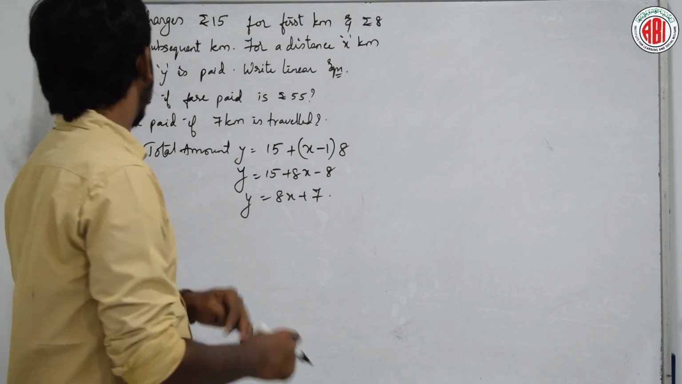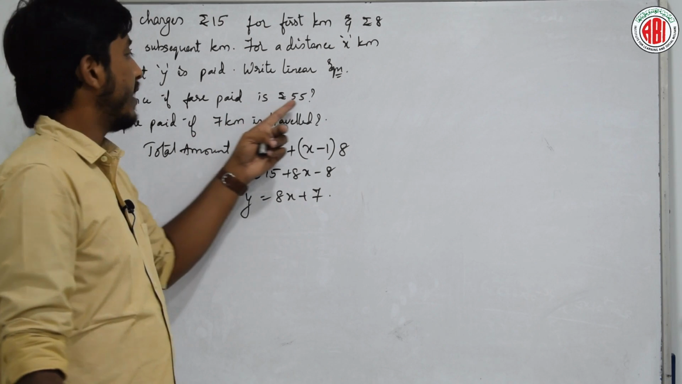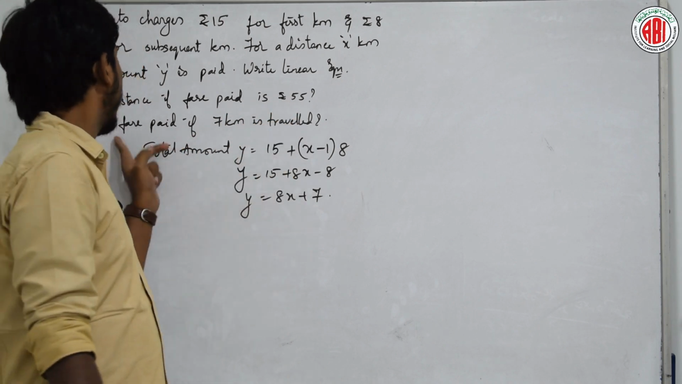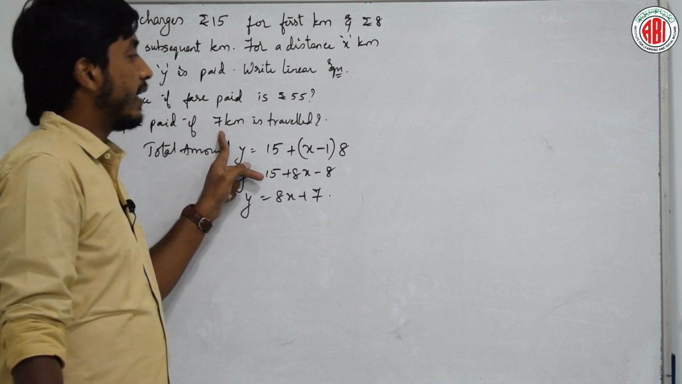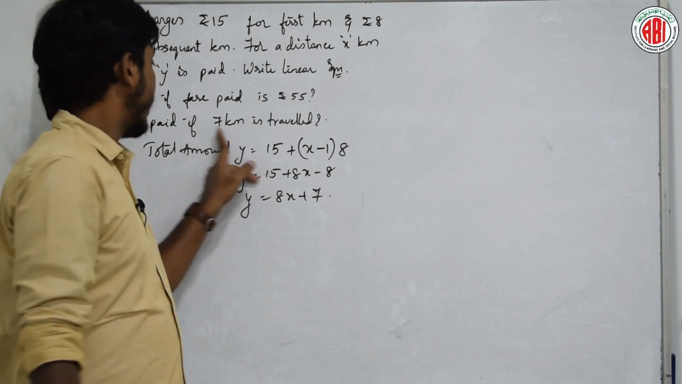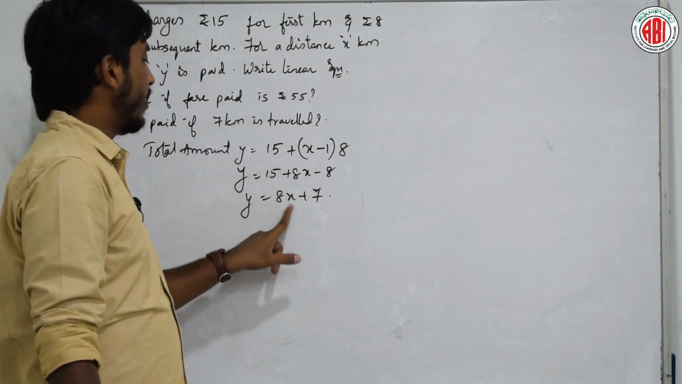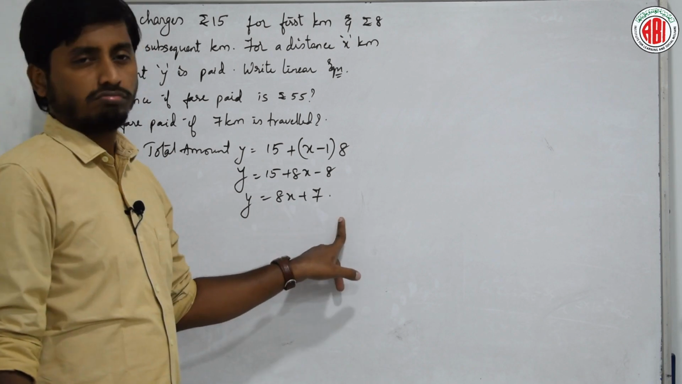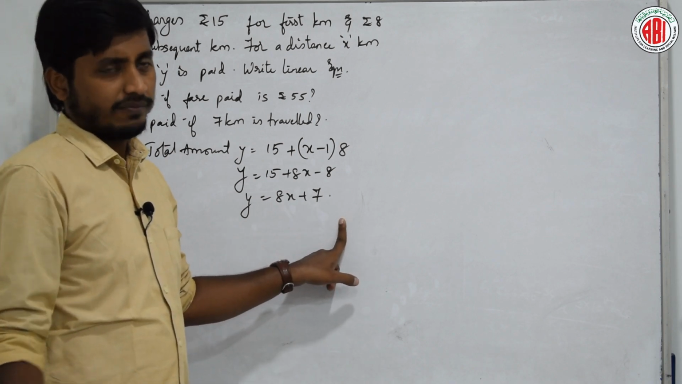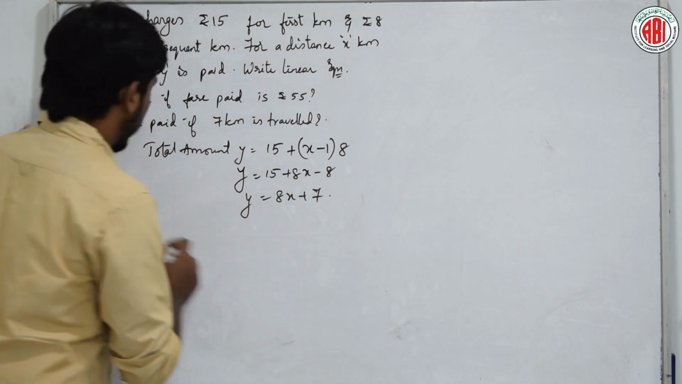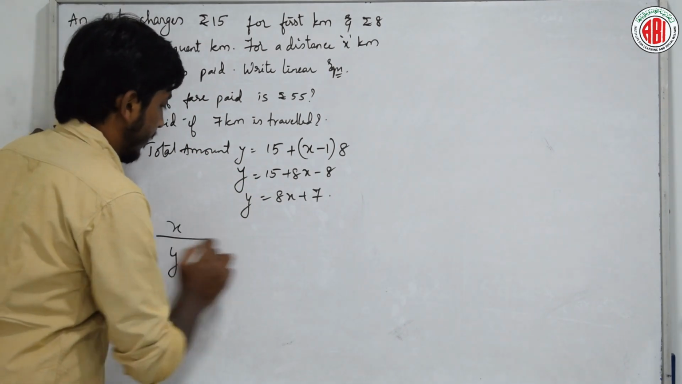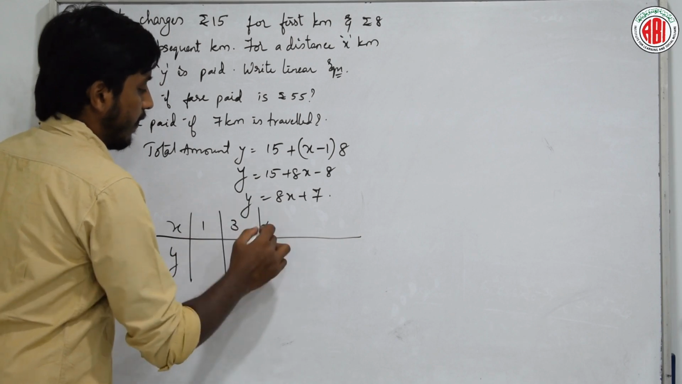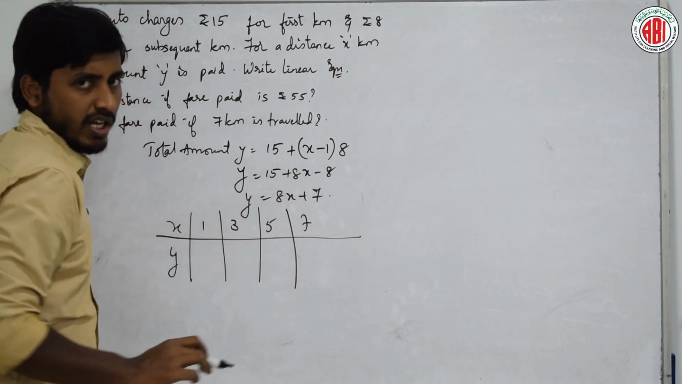If we observe, he gave the distance if the fare paid is 55. That means y in one case is 55, and here it is 7, that is 7 kilometers travelled. Clear? Shall we substitute 1, 3, 5, 7 like that? Let's do it. For x, let us substitute 1, 3, 5, 7 and so on.